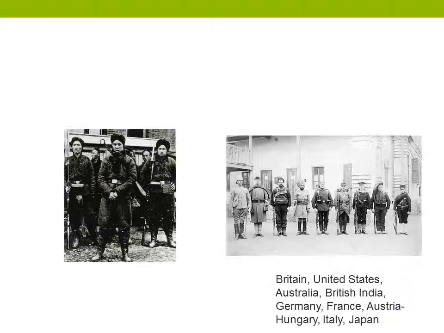And as you can see, here are some images. On the left are the Boxers who were fighting during the Boxer Rebellion. You can see the weapons that they are carrying, more traditional weapons, things like this. And then on the right, you have the image of the various countries involved in quelling the Boxer Rebellion in order to basically keep control over their trade concessions and to make sure that they're getting the goods out of China that they want. And these are Britain, US, Australia, British India, Germany, France, Austria-Hungary, Italy, and Japan.